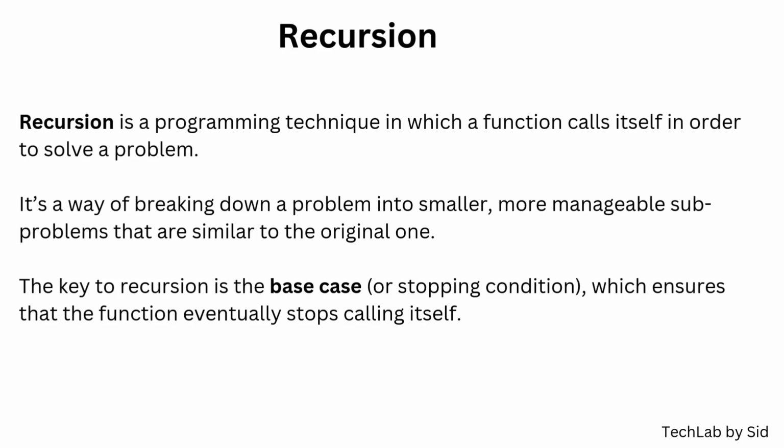What is recursion? Recursion is a programming technique in which a function calls itself in order to solve a problem. It's a way of breaking down a problem into smaller, more manageable subproblems that are similar to the original one. The key to recursion is the base case, or stopping condition, which ensures that the function eventually stops calling itself.